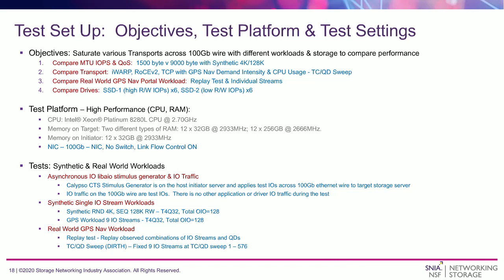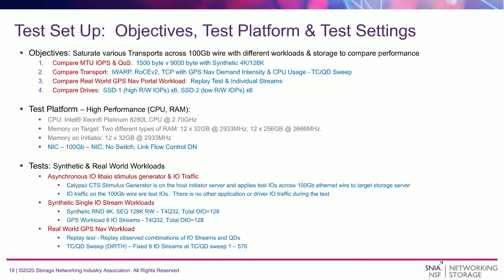The single I/O stream workloads of corner case, random 4K, sequential 128K, and the demand intensity is set at 4 threads and 32 queues for a total outstanding I/O, OIO stands for outstanding I/O, of 128. On the other workloads, there's a different outstanding I/O. On the replay test, it is comprised of the observed QDEPs, which range from 6 to 308. And on the thread count QDEP sweep, we run a combination of IOs from 1 to 576.